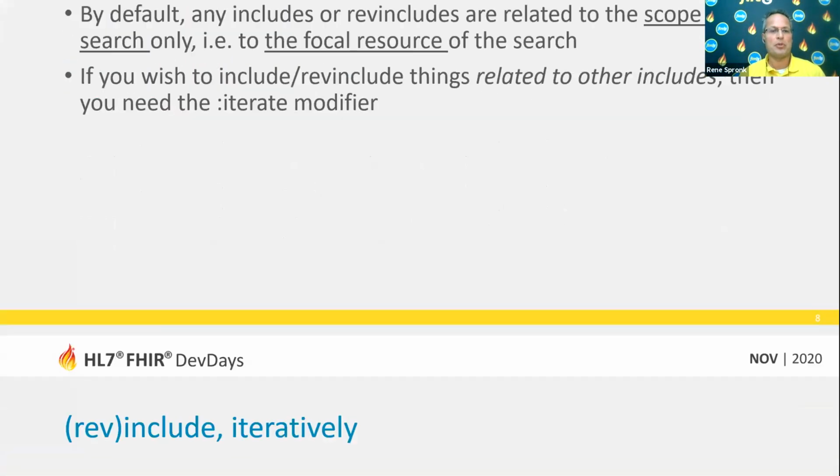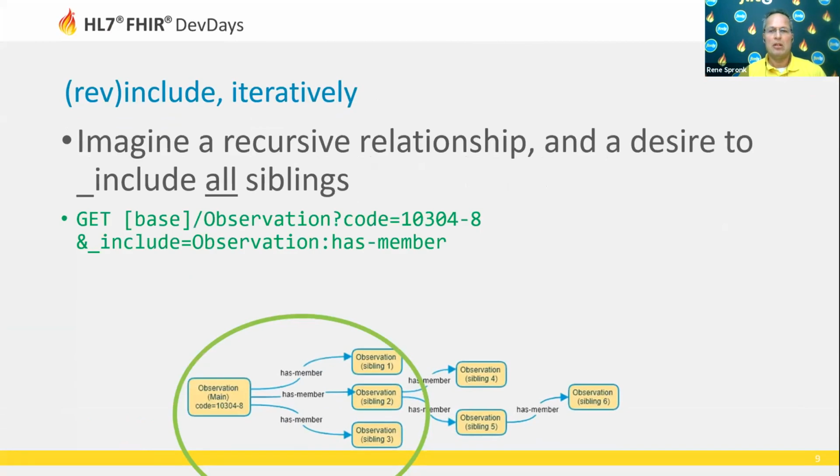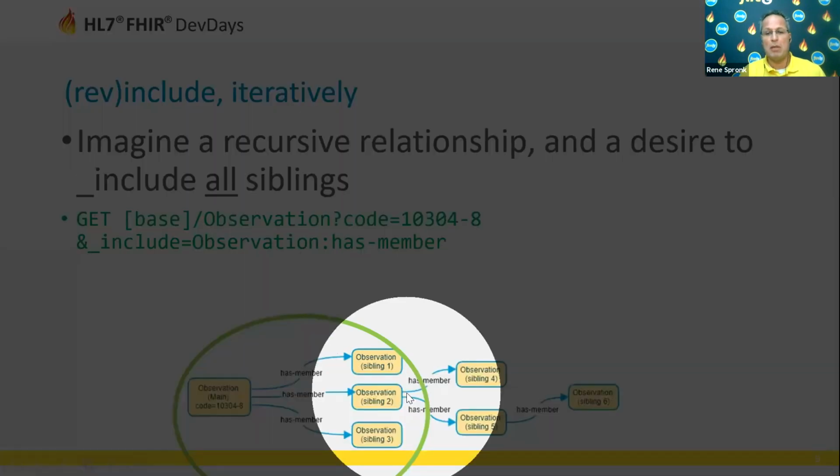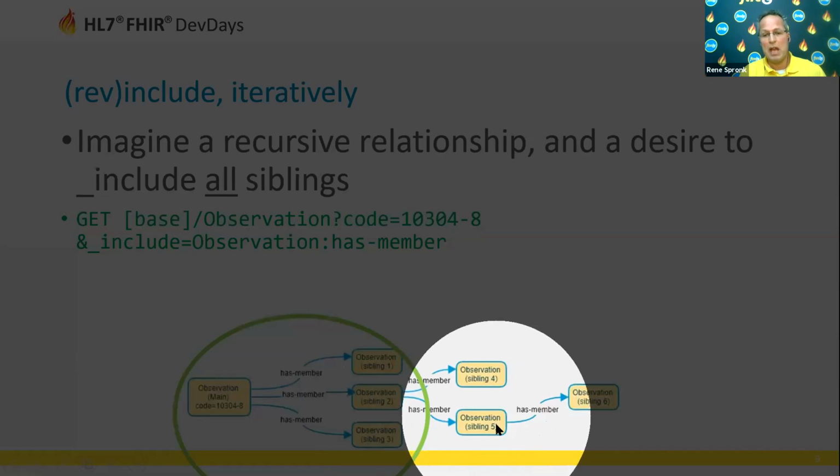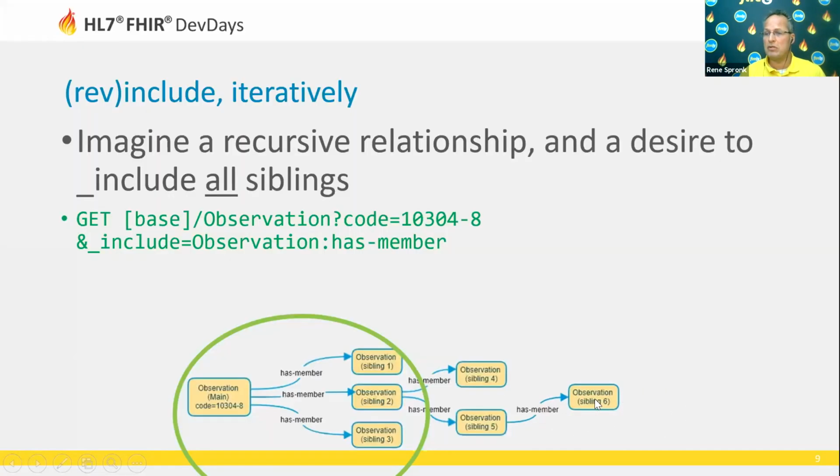A couple of examples coming up. So imagine that you have a resource tree like the one that you see at the bottom of this slide. So we have an observation which has member relationships, and that's also the name of the search parameter, with other observations, which in turn may have members other observations, which may have members other observations.